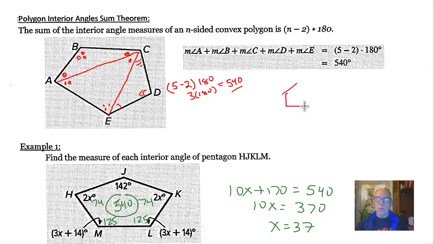Sketch a hexagon real quick. 1, 2, 3, 4, 5, 6. Hexagon, 6 sides. 6 take away 2 times 180. Number of triangles: 1 triangle, 2 triangles, 3 triangles, 4 triangles. 4 times 180 is 720, for n equal to 6. This one's n is equal to 5. Okay, let's move on.